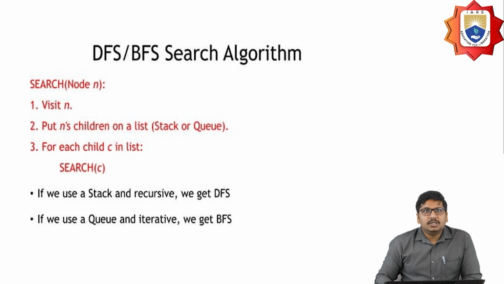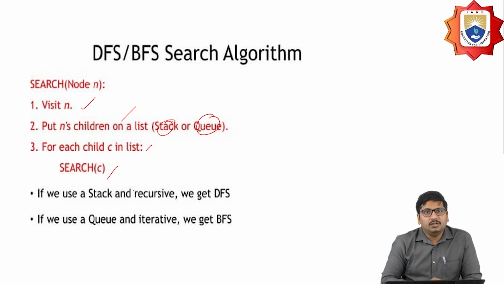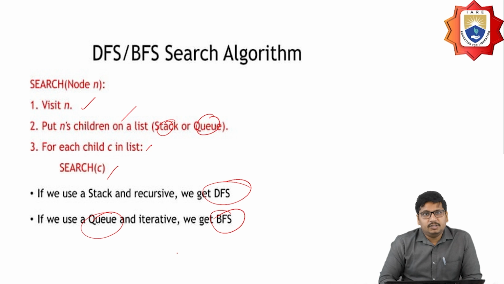In depth first search and breadth first search, first of all you have to visit the node, and you have to put its children in a list, either in a stack or a queue data structure, and for each child in the list you have to search that node. If I use a stack, recursively, then I get DFS. If I use a queue data structure, then I get breadth first search.